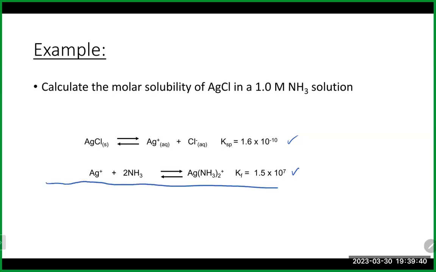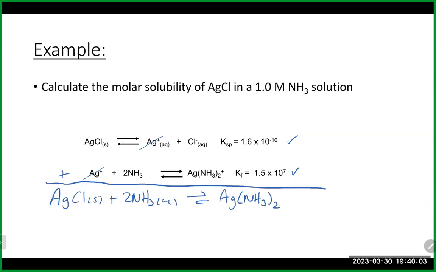I'm going to add these together here. When I do, the silver ion will cancel out. And this will give me silver chloride plus some ammonia, making some complex ion and some chloride.